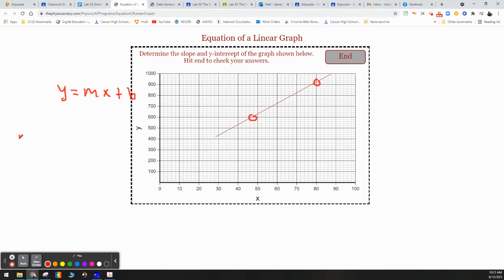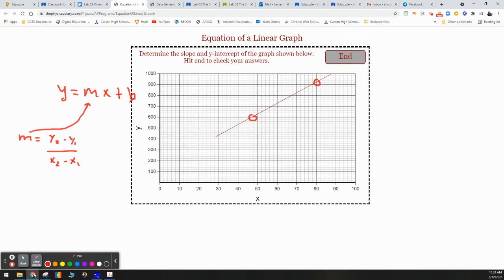And remember now, to find the slope, slope is equal to y2 minus y1 divided by x2 minus x1. Okay, so there's the slope. Once you have this, we would plug it into right here.